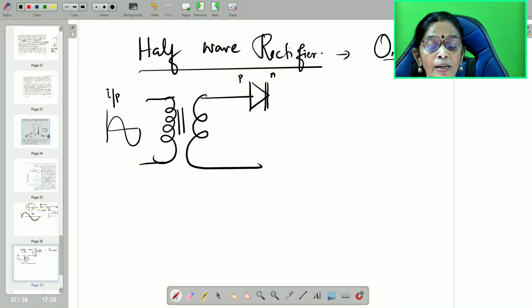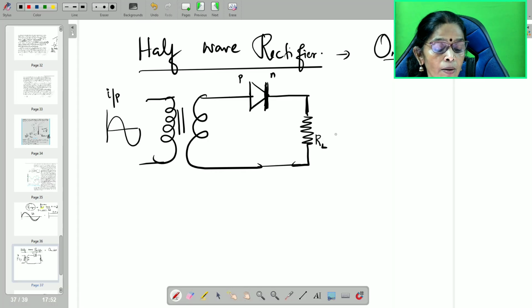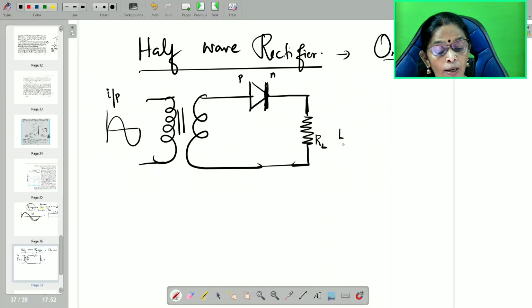Conducts only in forward bias. So the PN diode is going to conduct in forward bias. Therefore, here I am going to take the output. How am I going to take the output? There is a resistor I am going to use. This is called the load resistor. Whatever you are connecting is called the load. If I connect a mobile, that is called the load.